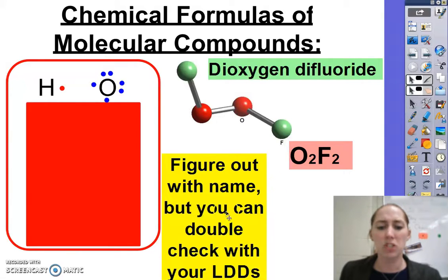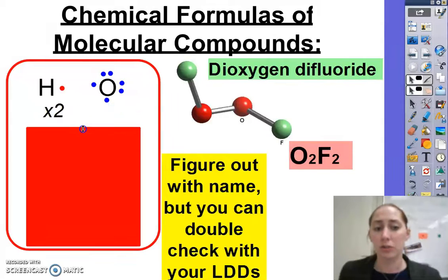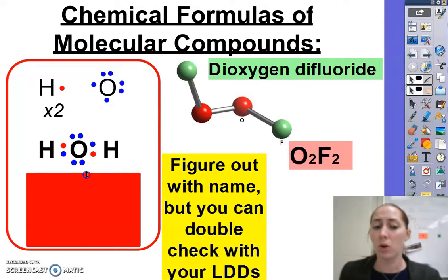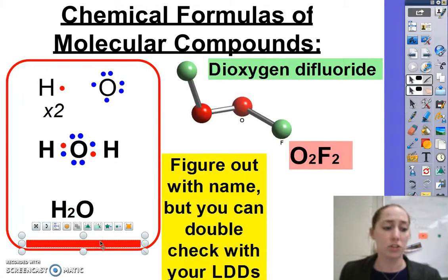And you can actually always check this with your Lewis dot diagrams. So you could draw out oxygen and hydrogen. Oxygen has 2 blank spaces, hydrogen has 1 blank space. So you need 2 hydrogens to balance out 1 oxygen, and they can share these ones here, and you would end up with H2O.